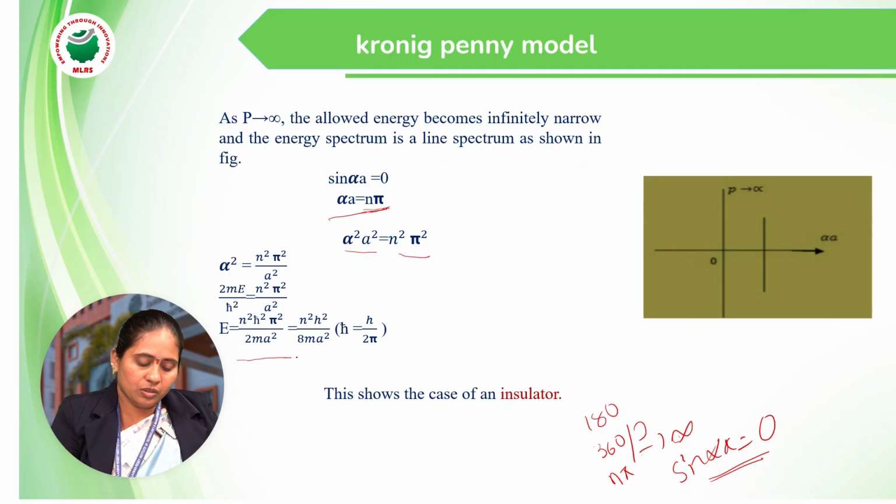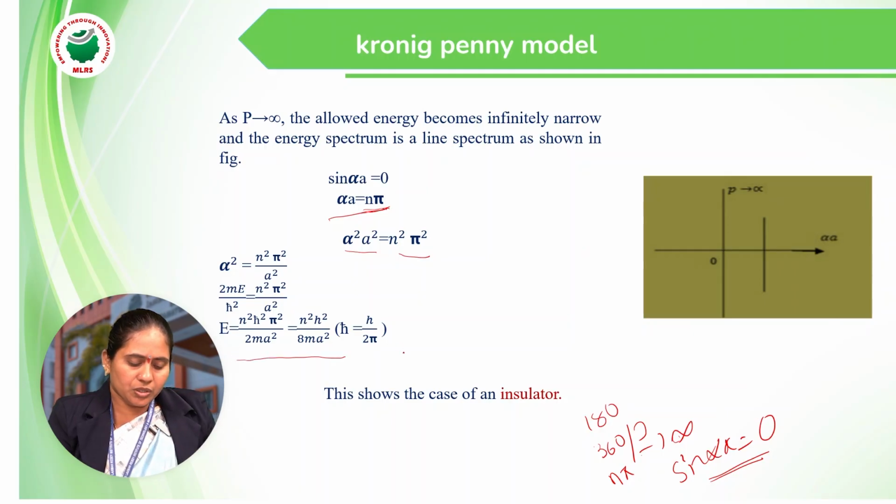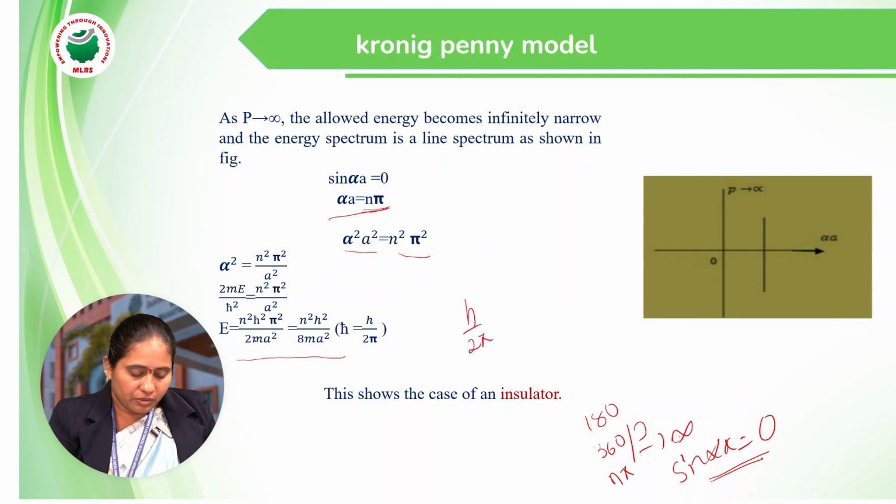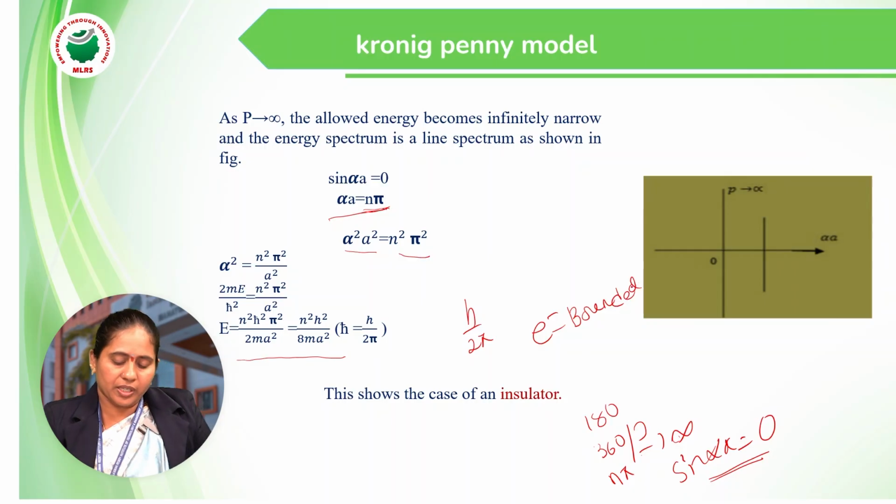So E is equal to n square h cut square pi square by 2ma square. Here h cut is again replaced by h by 2 pi. Substituting h by 2 pi in this equation, you will get n square h square by 8ma square. So what does this equation represent? Electron is a bounded particle, the particle in a potential box.